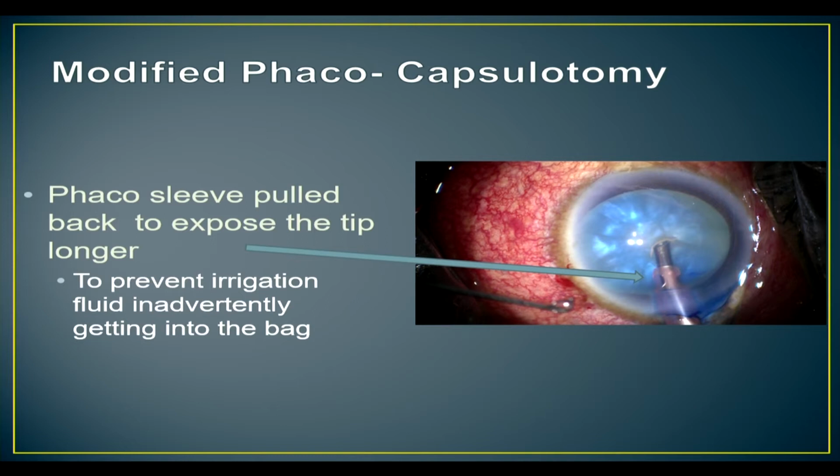Now, I have modified the phaco-capsulotomy so that it addresses both problems associated with intumescent cataracts: increased intralenticular pressure and the pressurized compartment. Well, one thing is that I keep the sleeve well back and leave the tip opened a lot, so that it will prevent fluid inadvertently getting into the bag, which can actually increase the intralenticular pressure and cause a rupture.